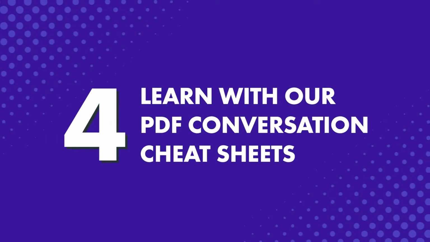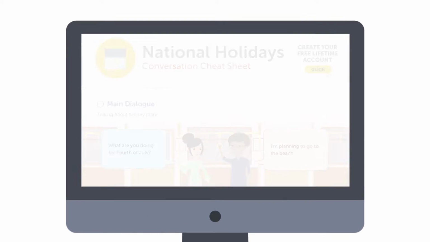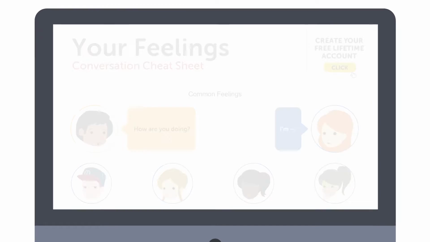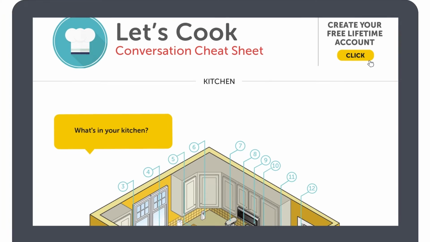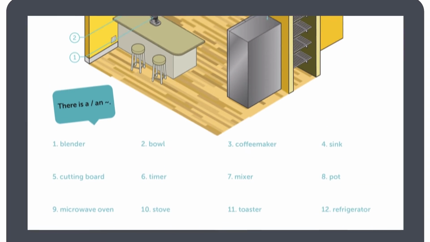Number 4, learn with our PDF conversation cheat sheets. If you want to spend a few minutes mastering words and phrases around a specific topic, like weather or talking to family, then check out our PDF conversation cheat sheets. You can download these to your phone or print them and read through whenever you have a few spare minutes. Just look for our occasional cheat sheet emails when you join our learning system.